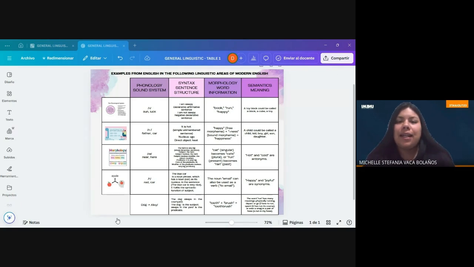Okay, let's start. The first, look at this table. It shows examples from five linguistic areas of modern English.